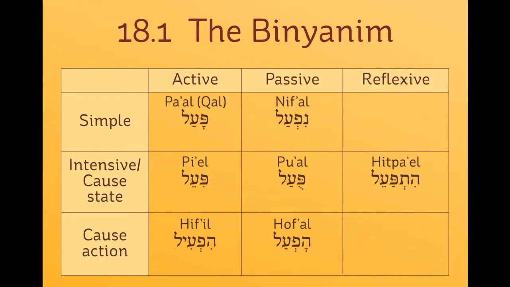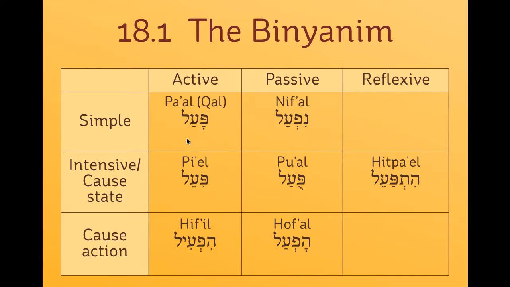Now, the name of each binyan is a mnemonic device to capture the vowel pattern of that binyan. Specifically, it's what the verb in that binyan would be if it had the root consonants pe, ayin, lamed. So notice all of these verbs here have the root consonants pe, ayin, lamed. So you have the root consonants pe, ayin, lamed with the vowel pattern of that binyan, and that became the name of that binyan. As a mnemonic device, this is really helpful.